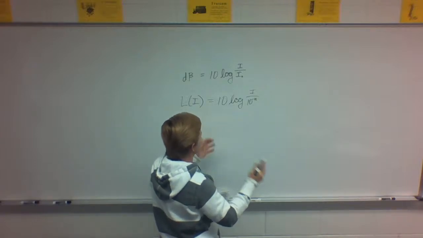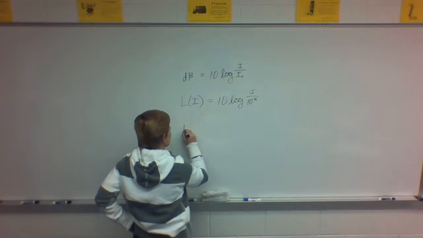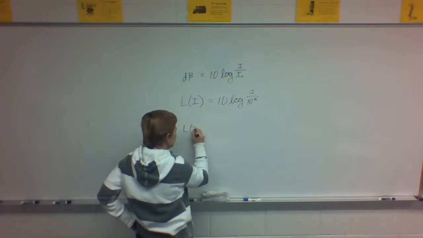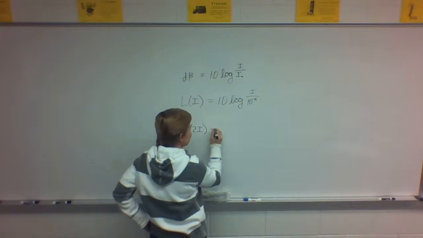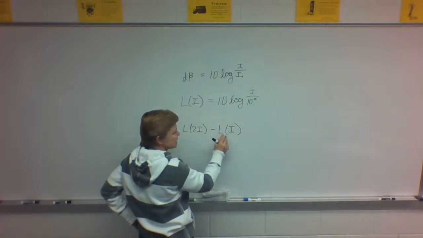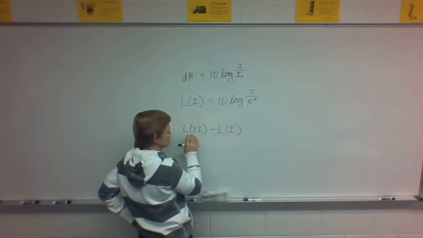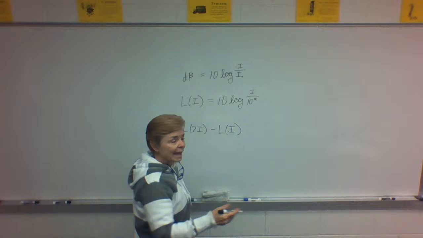It wants to know by how many decibels it went up. Does it make sense to you that it went up by this amount? L of 2I, that's your doubling intensity, minus L of I. If I found out the decibel belonging to this intensity and the decibels belonging to this intensity, if I subtracted the two, that would be by how much the decibels went up.